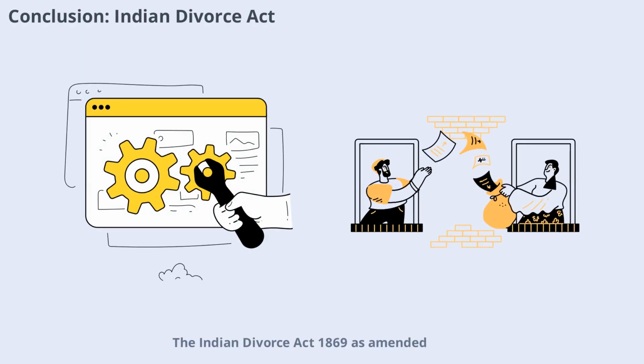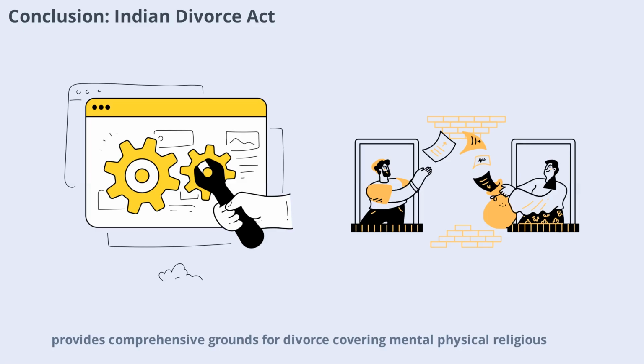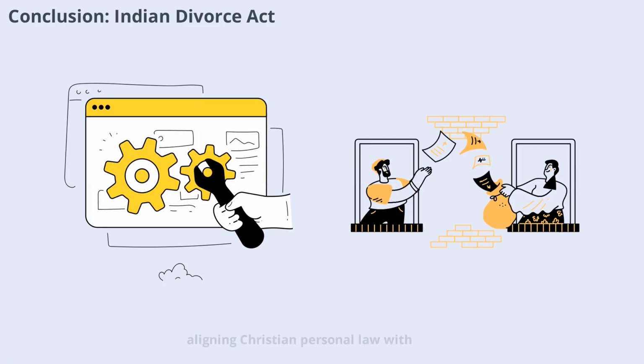The Indian Divorce Act, 1869, as amended, provides comprehensive grounds for divorce, covering mental, physical, religious, and social aspects. Its modernization through the 2001 amendment ensures gender equality and introduces mutual consent divorce, aligning Christian personal law with constitutional principles of justice and equality.